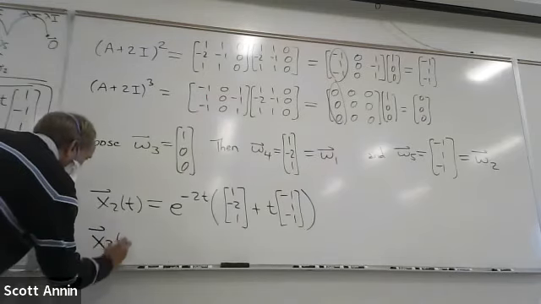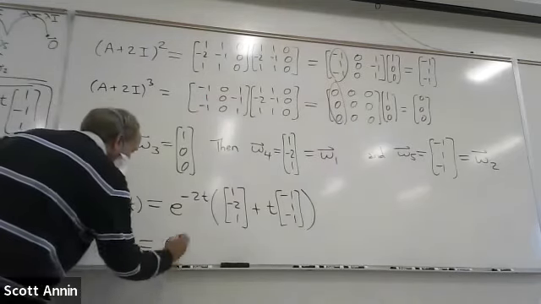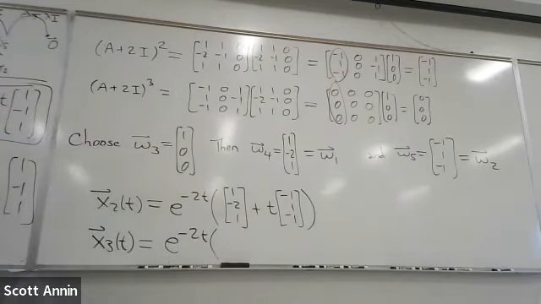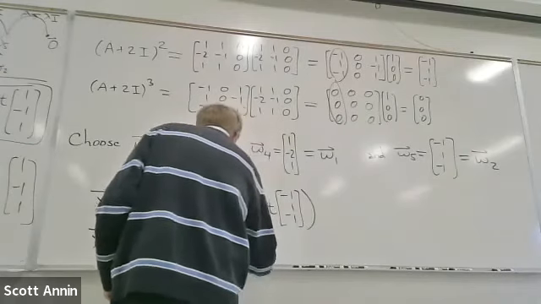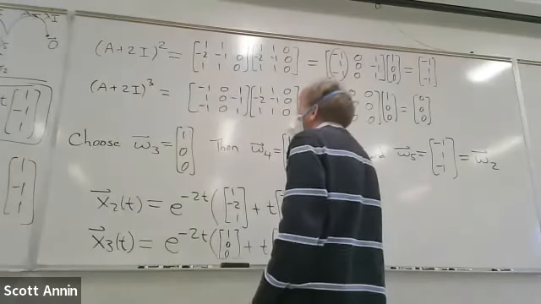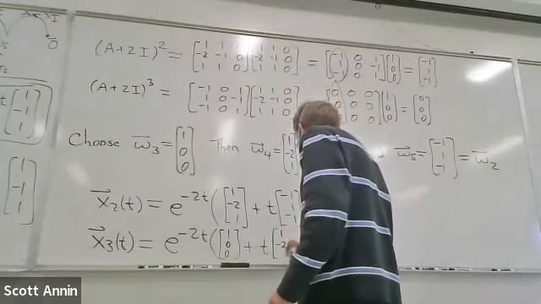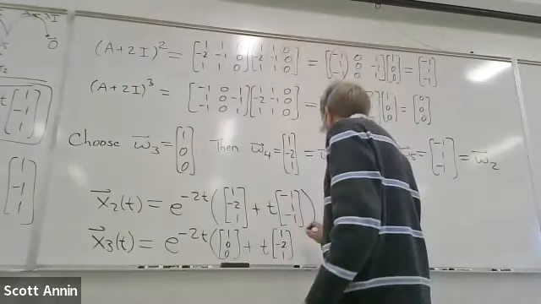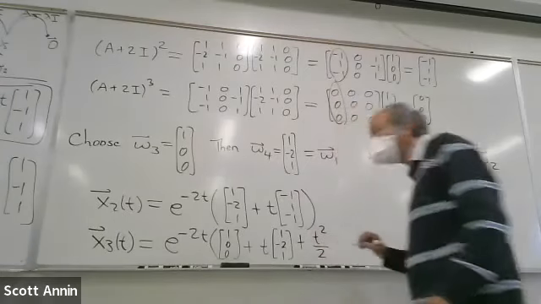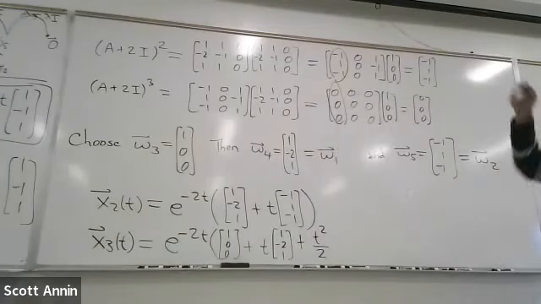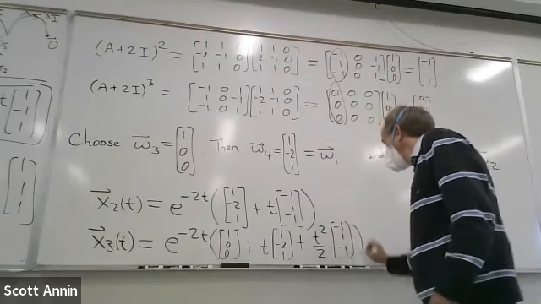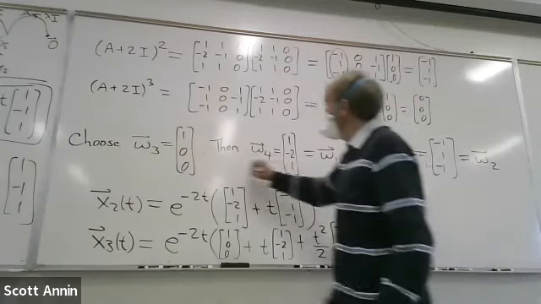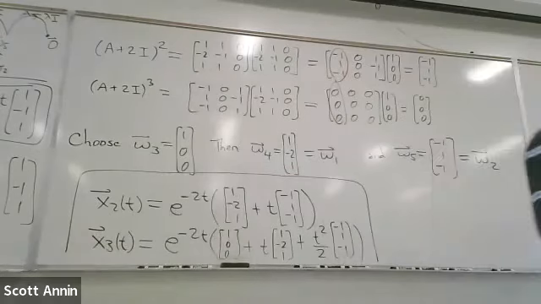And we have to write down X3. X3 would be e to the -2t times W3, which we chose as 1, 0, 0, plus t times W4. W4 was 1, -2, 1. Plus t squared over 2, this is coming from the notes there on the top of the board, times W5, which was -1, 1, -1. And so here are the X2 and the X3. Does that make sense?